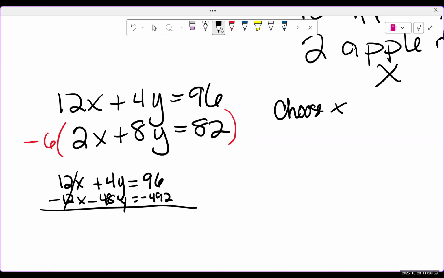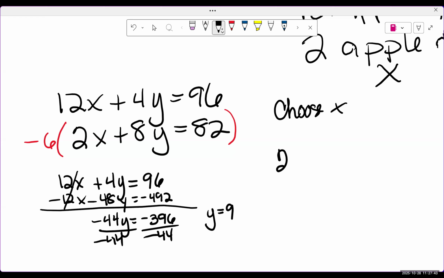So the X's cancel. I have 4Y plus negative 48Y is negative 44Y. Negative 492 plus 96 is negative 396. Divide by negative 44. Y is equal to 9.